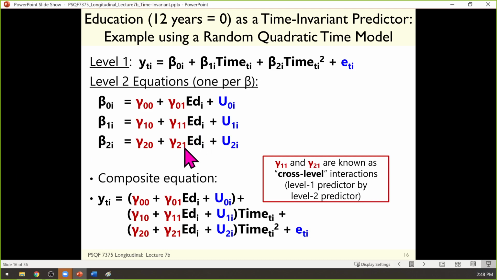Last one. If I want an R-square for education by time squared, which one? The one in its line. U2, random quadratic time slope variance.